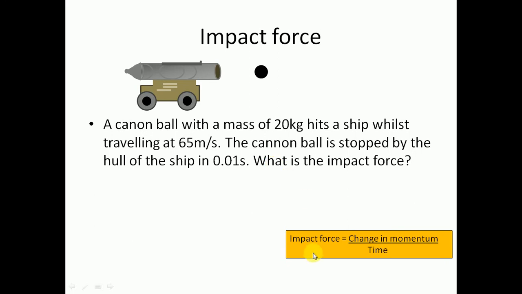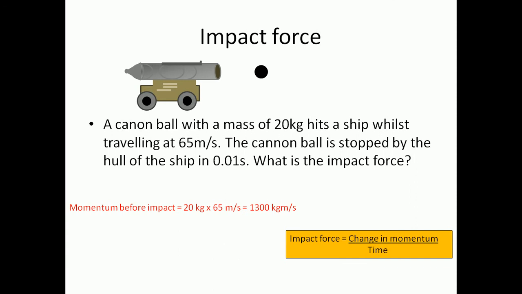So first thing we need to do before we can calculate the impact force is work out the momentum before and the momentum afterwards. Okay then, so our momentum before, well, the cannonball has a mass of 20 kilograms and it's moving at a velocity of 65 meters per second before it collided with the ship. Therefore its momentum is 20 multiplied by 65, which gives us a momentum of 1,300 kilogram meters per second. Relatively straightforward, just looking at our momentum equation. Momentum equals mass multiplied by velocity that we used on the previous slide.